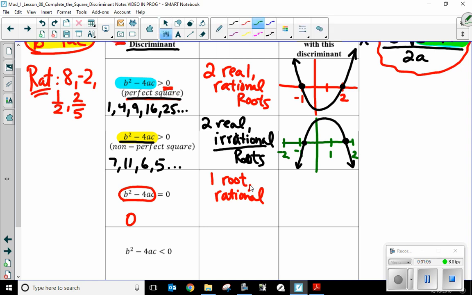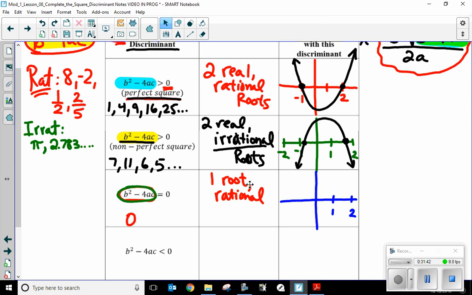Now, some people like examples, and I gave you an example of what rational is. An example of irrational: Pi is irrational, okay? 2.783... It goes on forever. Those are irrational numbers, right? But if my discriminant equals 0, I would have 1 root, and it would be rational. Meaning, if I had a graph here, and here is 1, and here is 2, my graph might look like this. It might touch the x-axis only once at 1, and 1 is a rational number.